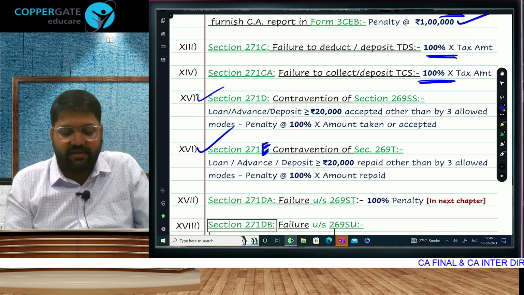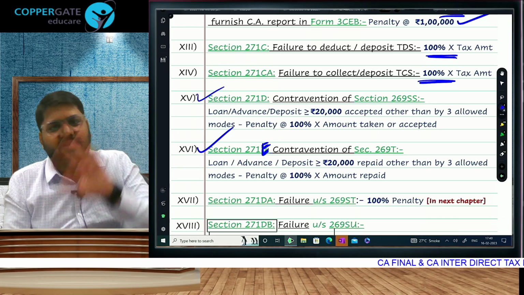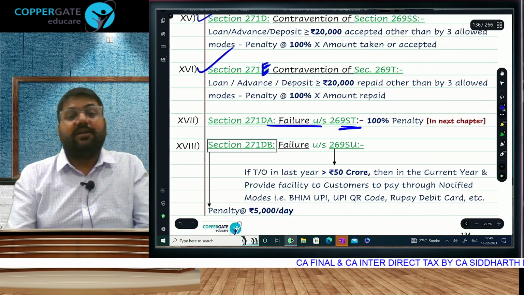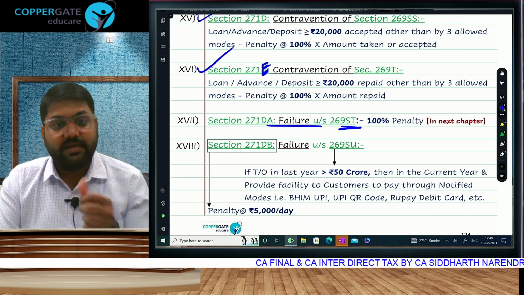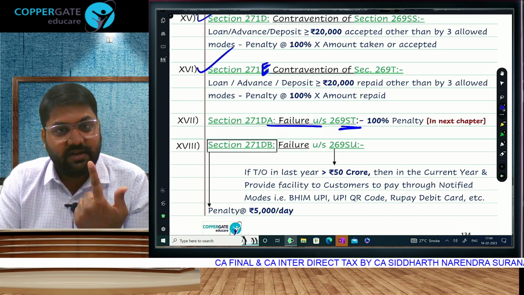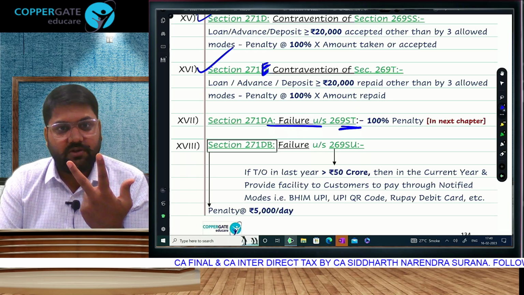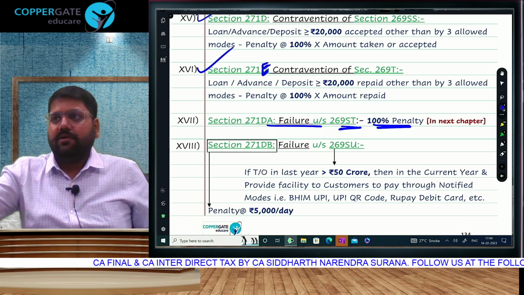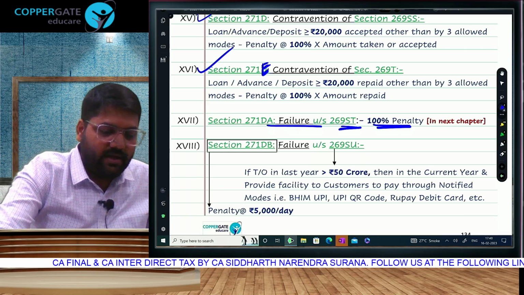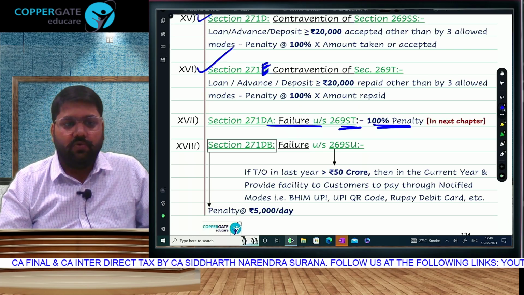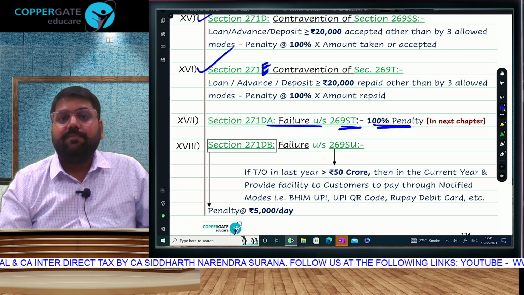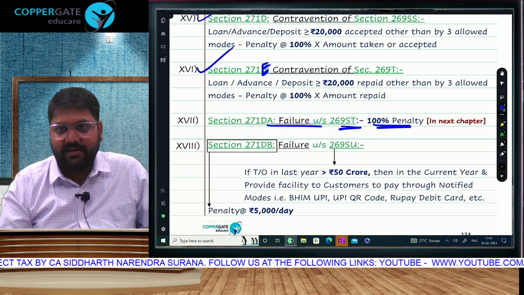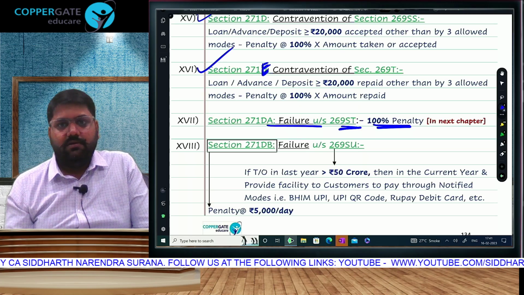271D and 271E, once again both cases 100%, but ye to cash loans ke chapter mein we have already seen. This, I am speaking this section right now only. If you accept 2 lakh rupees or more in cash from one person in one day in respect of single transaction or transactions arising out of one occasion or event from one person, then in that case 100% penalty of the amount so accepted is going to be applicable on you. 100% penalty is going to be applicable for accepting any amount of 2 lakh rupees or more by modes other than account payee cheque, account payee draft or electronic mode. So 100% penalty is going to become applicable.